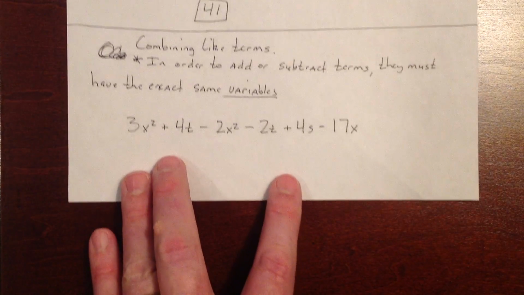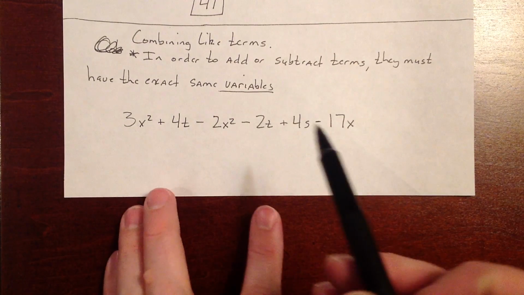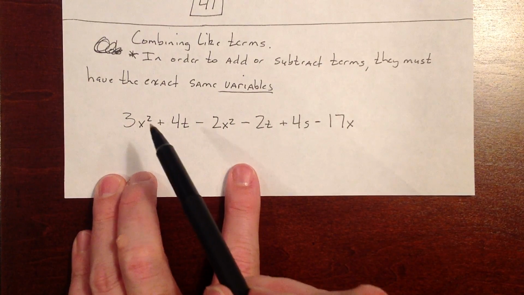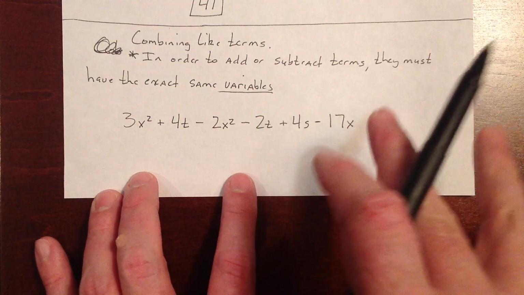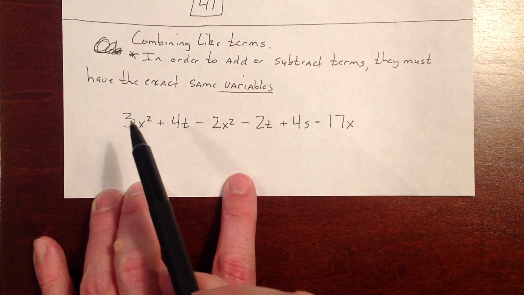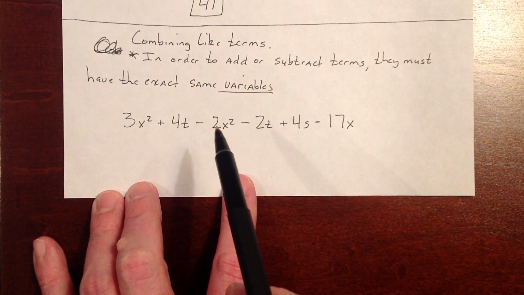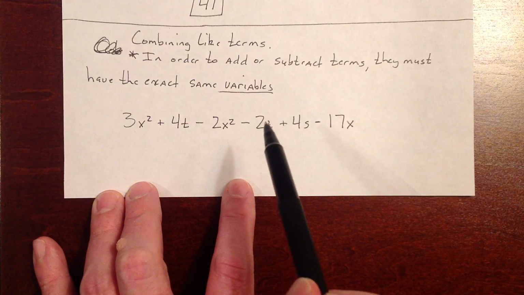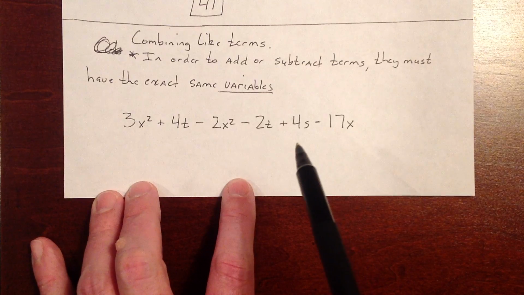Now, let's talk about combining like terms. In order to add or subtract terms, they must have the exact same variables. Okay? Now, when I say exact same, they must have the exact same variable and exponent. We're not going to deal too much with exponents this year, but you will deal with them a little bit. So you're going to have 3x squared plus 4t minus 2x squared minus 2t plus 4s minus 17x.